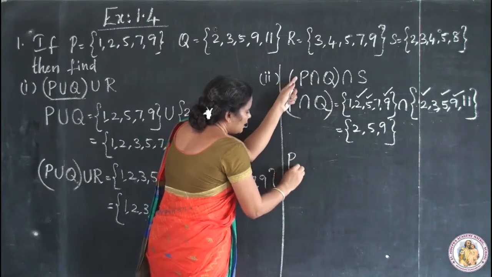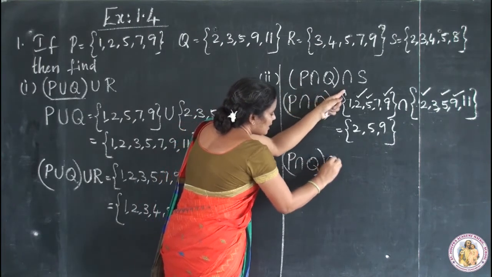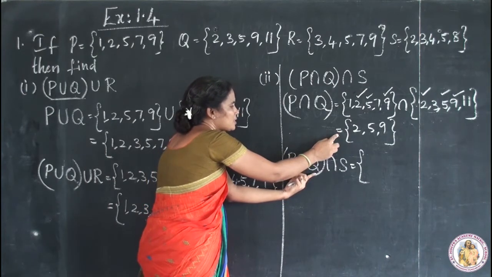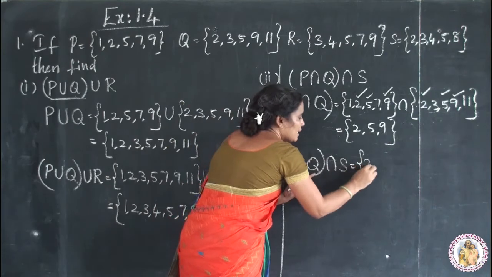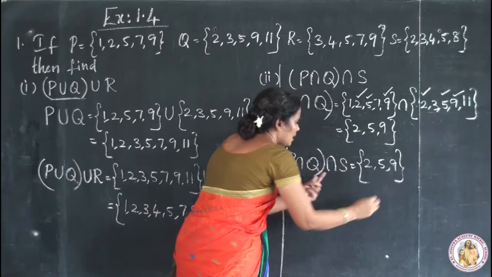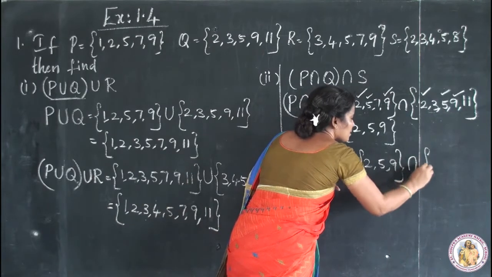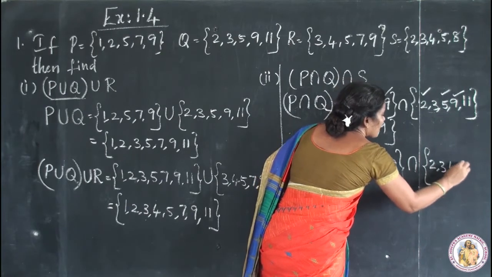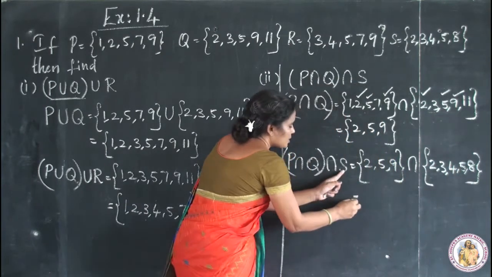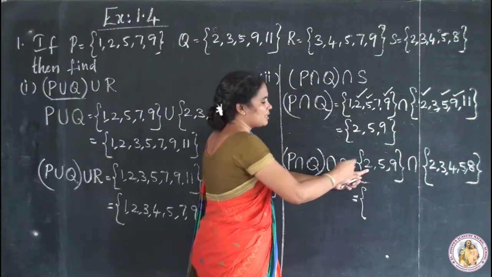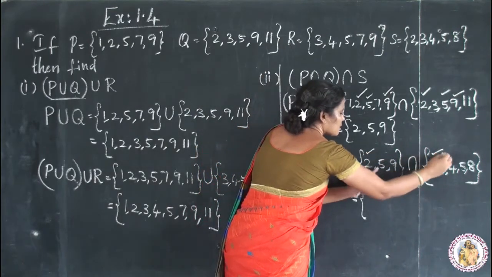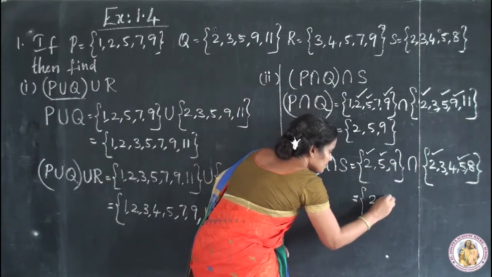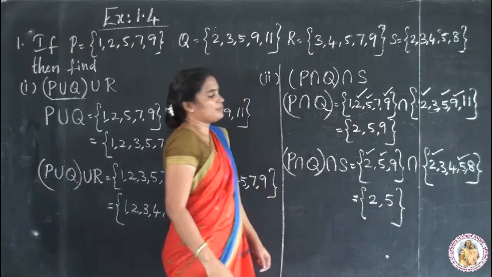Then at last P intersection Q intersection S. First write P intersection Q. For P intersection Q what did we get? 2, 5, 9. Intersection S. What is S? 2, 3, 4, 5, 8. Intersection again. Write the common elements which are present in both the brackets. That is 2, 5. We have only 2 and 5. Okay, that's all. Very simple, isn't it?